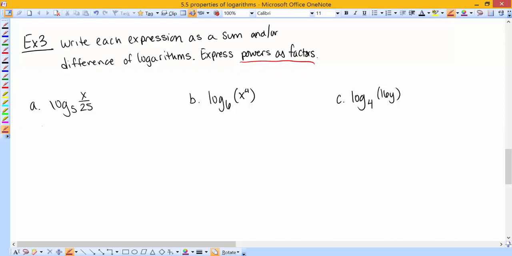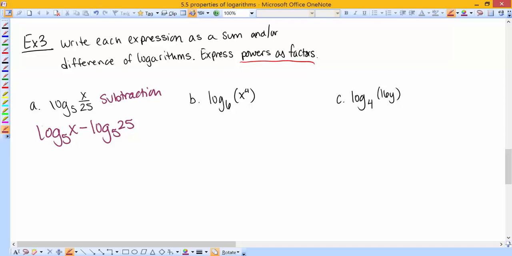So let's see here. X over 25. This is going to become subtraction. So this is the log base 5 of x minus the log base 5 of 25. Now the log base 5 of x, you can't do anything else with that. But the log base 5 of 25, you can.